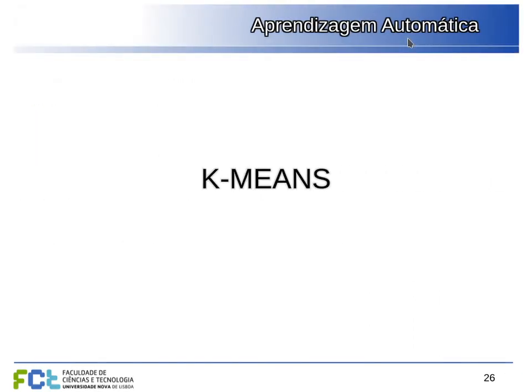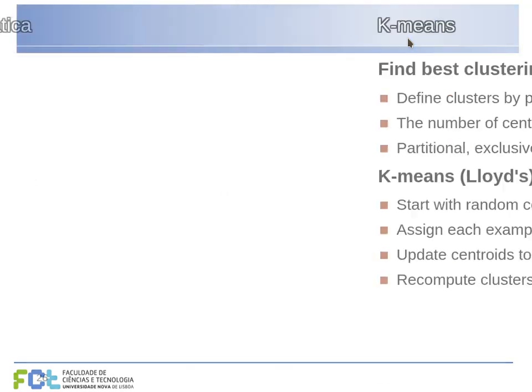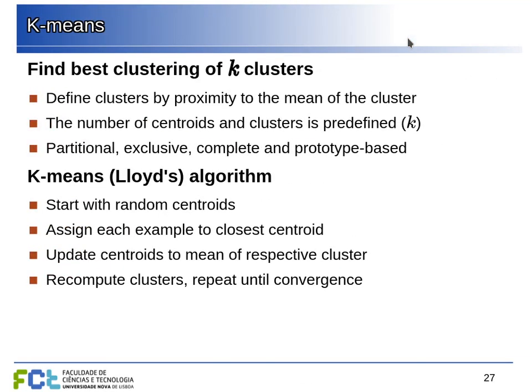Okay, so let's see k-means clustering as a simple first example. The idea here is to find the best clustering of points, so the best way to group the points together, assuming there are k clusters. This k parameter is determined by the user. The number of clusters is defined a priori by the user. And now the clusters are defined by proximity to a point that is the mean point of the cluster.